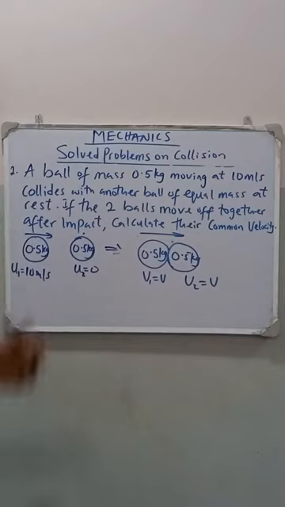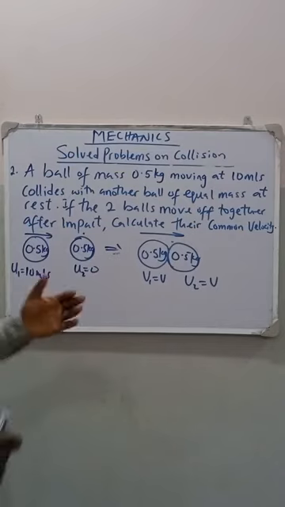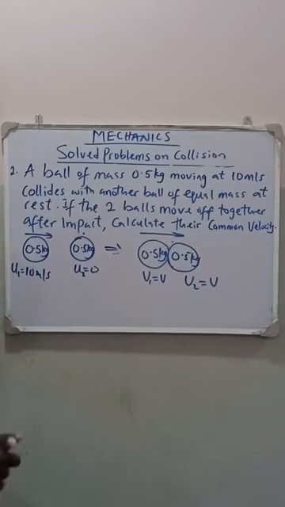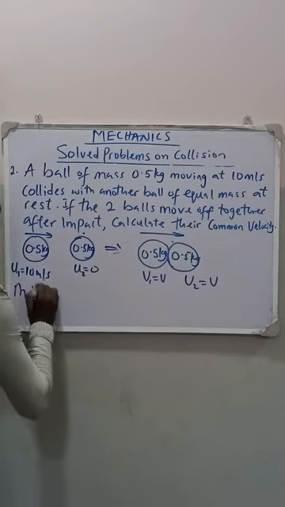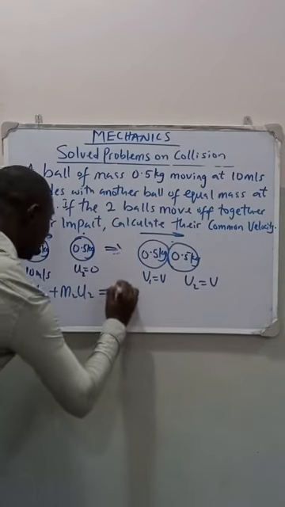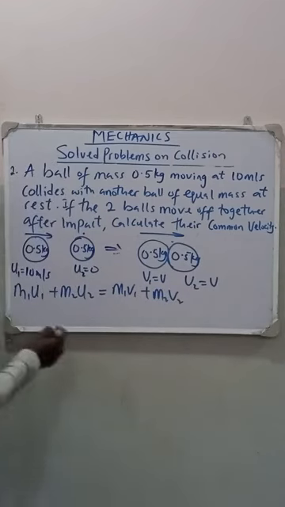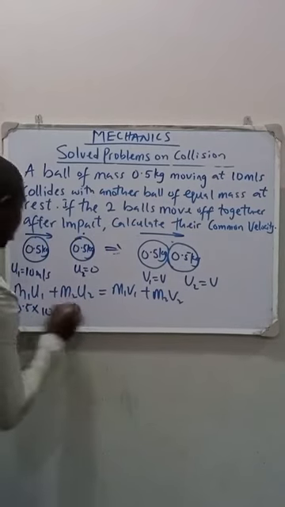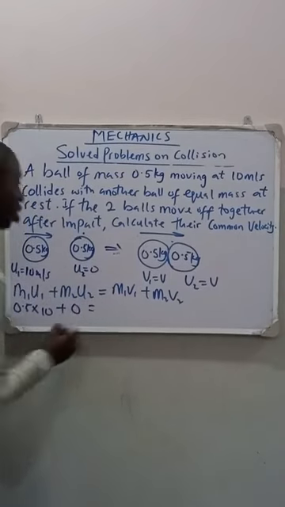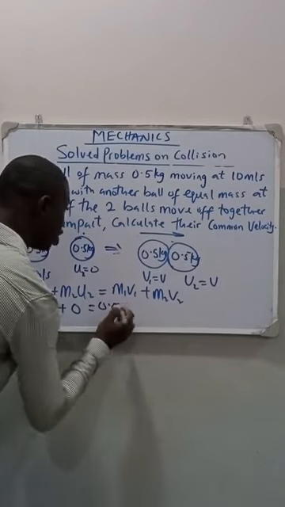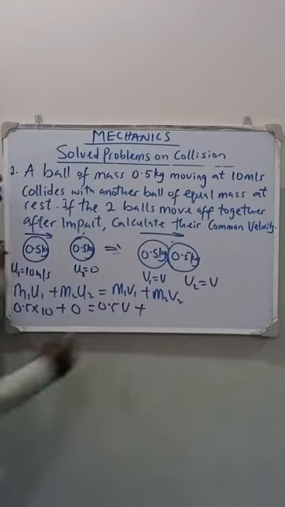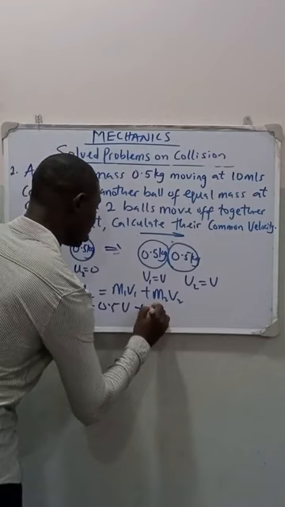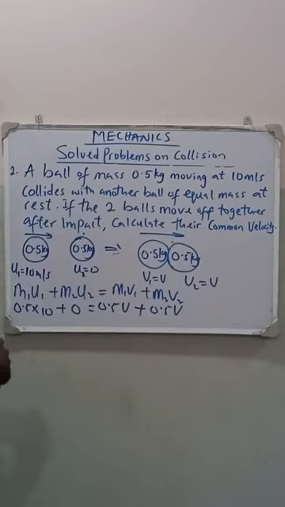From our basic principle in solving any question related to collision, the first one is the conservation of linear momentum. The total momentum before collision should be equal to the total momentum after collision. That is, m1 u1 plus m2 u2 should be equal to m1 v1 plus m2 v2. This gives us 0.5 times 10 plus 0 times anything, which gives us 0, because u2 is at rest. This should be equal to 0.5 v1, which is v, plus the second one, also 0.5 v. Why? They have a common velocity, which is v.